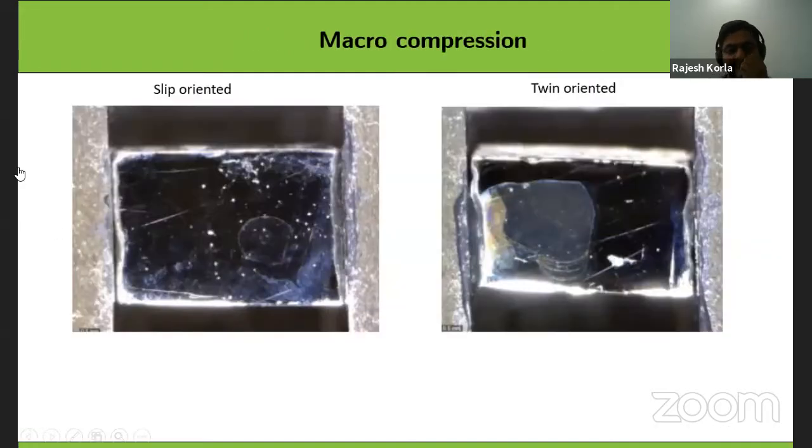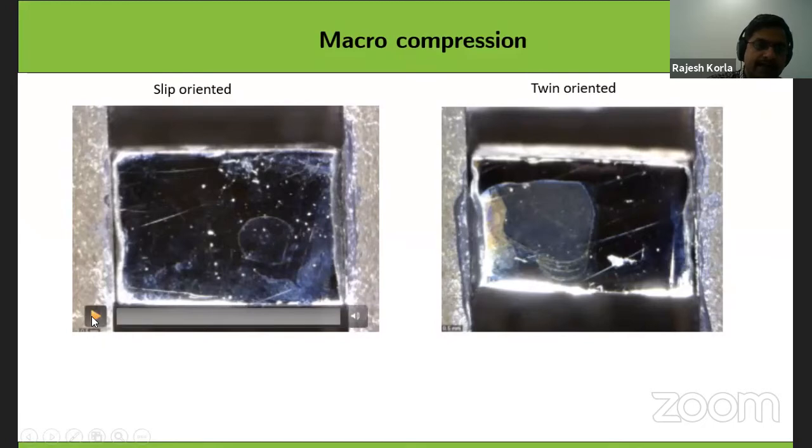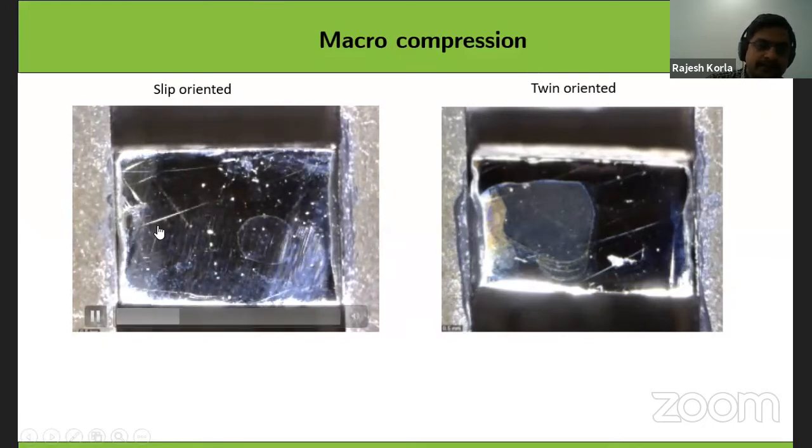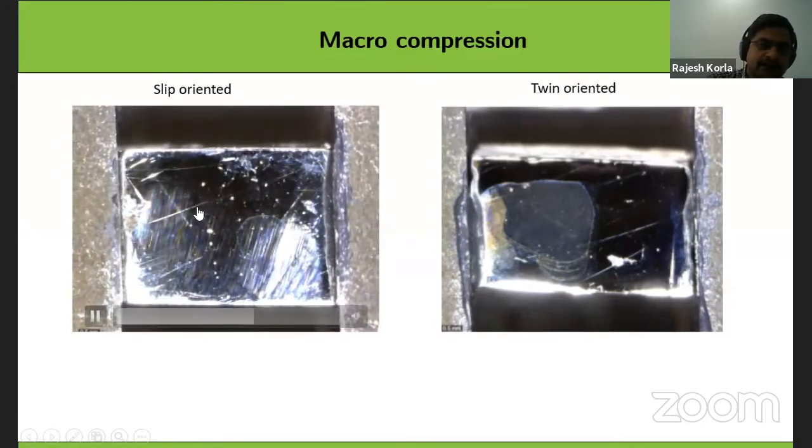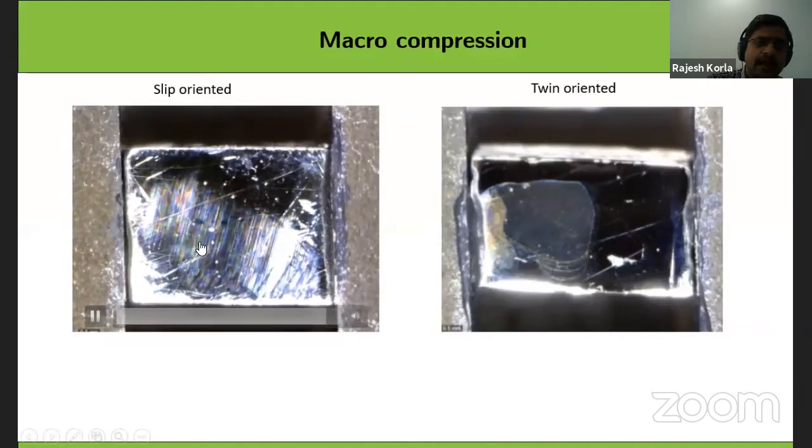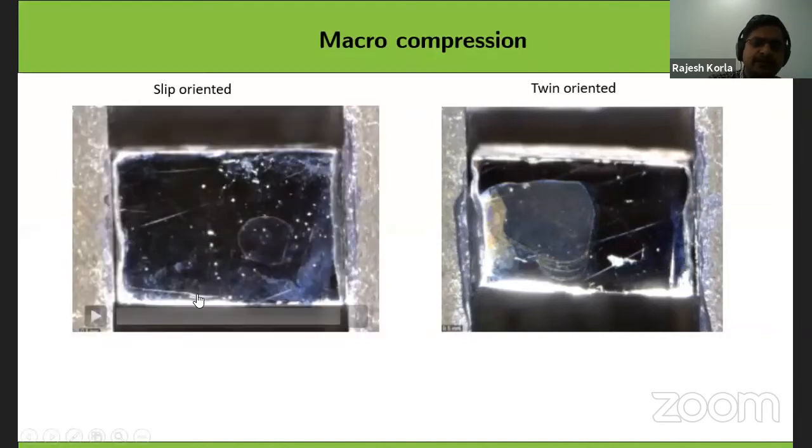So then these are the macroscopic samples. These are oriented in slip orientation. These are twin orientation. Forgive me for the bad surface finish, because these are damaged from the soap water. But finally, let's see what is happening in the slip. We are seeing a lot of slip bands, right? Seeing a lot of slip bands here. And there are more interactions. There is some amount of twinning also.